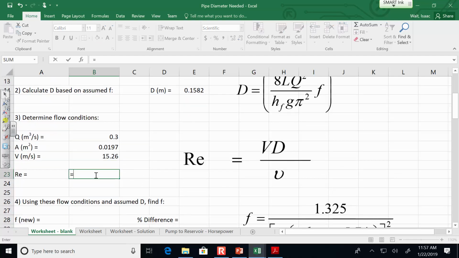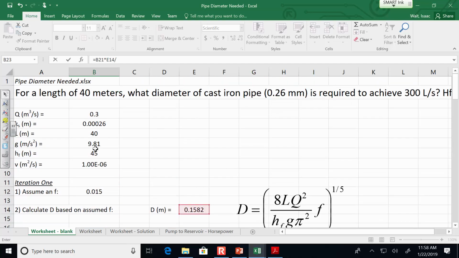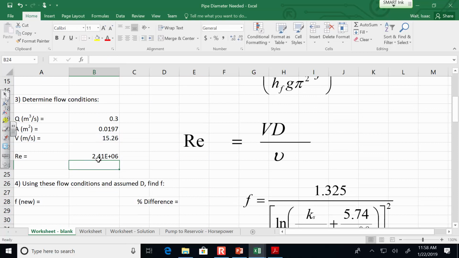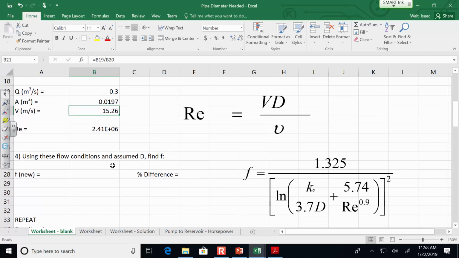And the Reynolds number is going to be the velocity times the diameter divided by the kinematic viscosity of water, which was up here. I'm going to anchor that reference. I'm intentionally not anchoring all the rest because I'm going to copy and paste this over and over again until it converges, rather than having to type the formulas many different times.